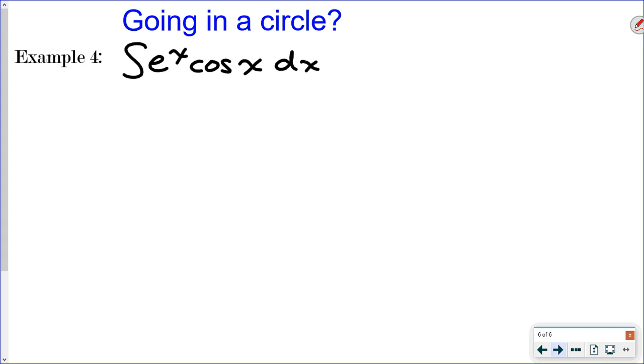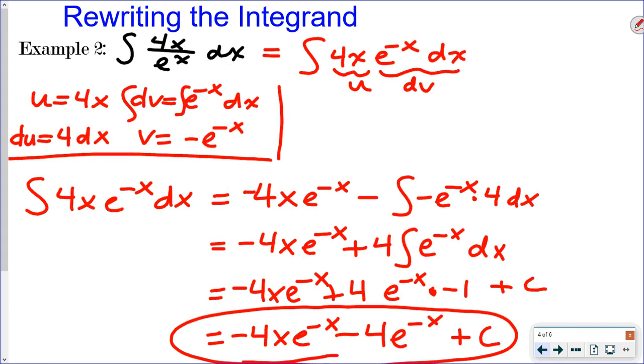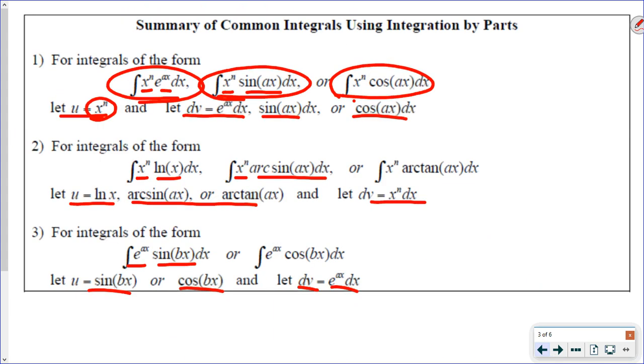Okay, so again, we're going to start with our u and our dv. So because we're dealing with exponential and a trig function, if you go back again to your guidelines, we're dealing basically with an integral of an exponential function and a trig function. So we actually want to set u equal to the trig function and set dv equal to the exponential function.